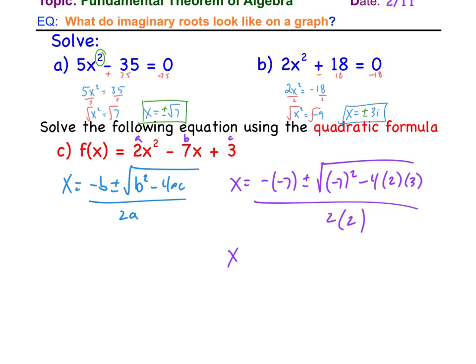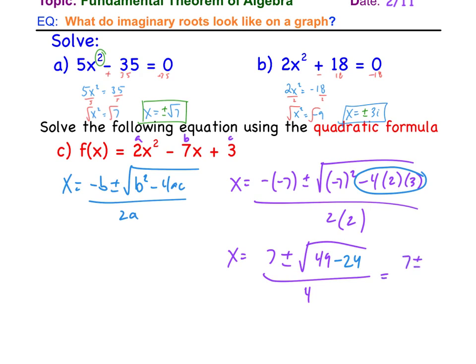All right, so x equals, negative negative 7 would be positive 7, plus or minus the square root. 7 squared is 49. Negative 4 times 2 times 3, so that would be 8 times 3, which would be 24. So minus 24, all over 4. So that'd be 7 plus or minus the square root of 49 minus 24, which is what, 25?